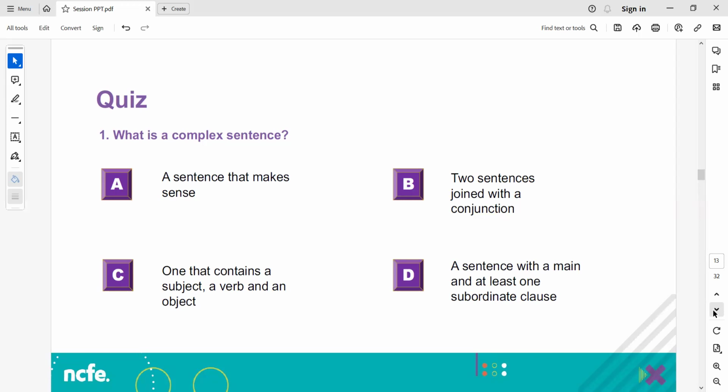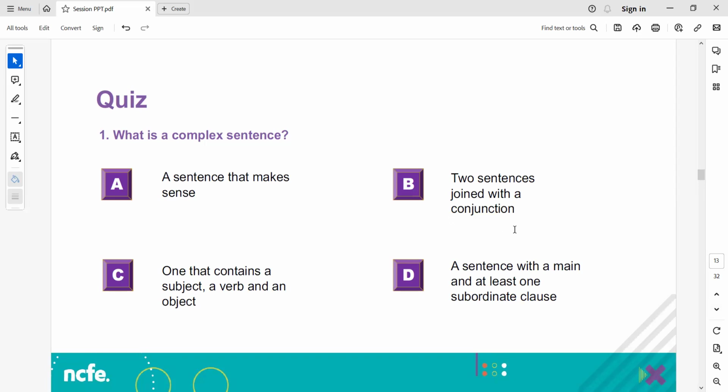A sentence that makes sense. So it will make sense, a complex sentence, or it definitely should make sense, but that's not a full description of what it is. So you're not wrong, it will make sense, but there's an answer there that's got more detail to describe exactly what a complex sentence is. I think it's D. It is, yes, it's D. So a complex sentence has a main clause and at least one subordinate clause. Well done.